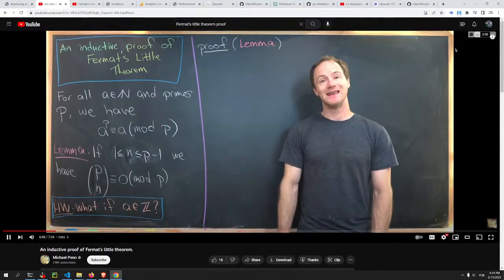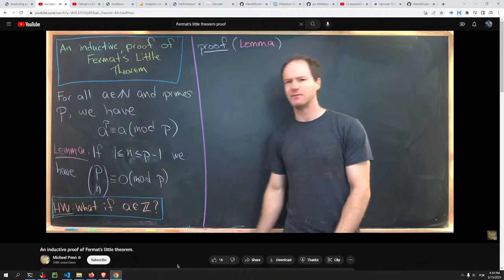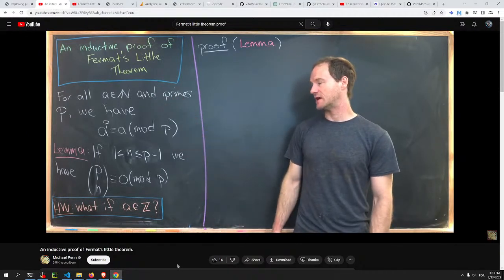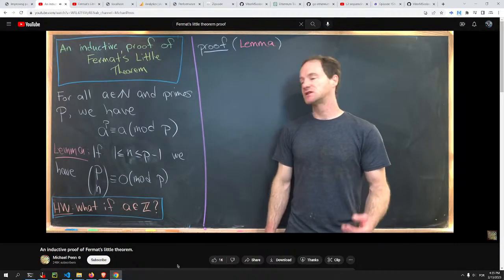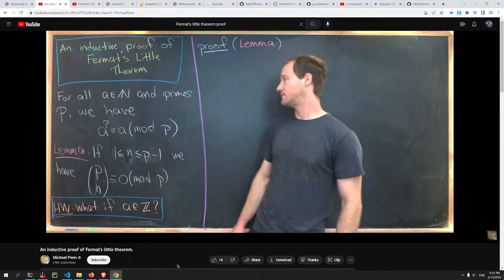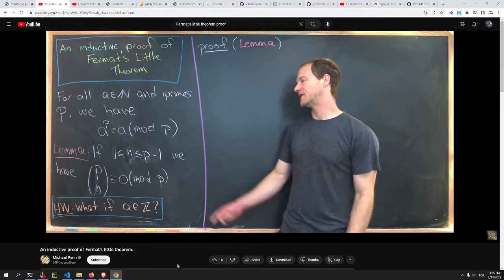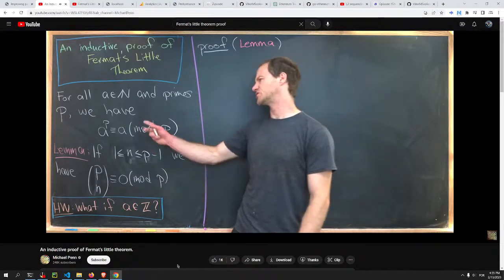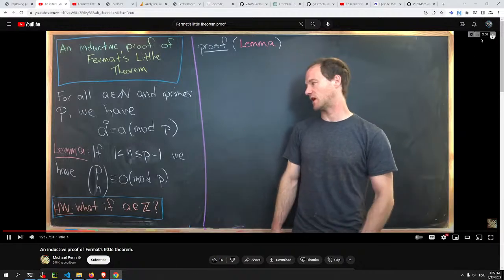It says for all natural numbers a, and in fact it says for all integers a, but I'll let you guys extend this to integers, and primes p, we have a to the p is congruent to a mod p. This is a version of Fermat's little theorem. Sometimes it's written as a to the p minus 1 is congruent to 1 mod p if a is not divisible by p. But that actually extends very easily from this as well. Notice if a is not divisible by p, it has an inverse mod p, then we can just multiply both sides of this congruence by a inverse, and we get that other version.